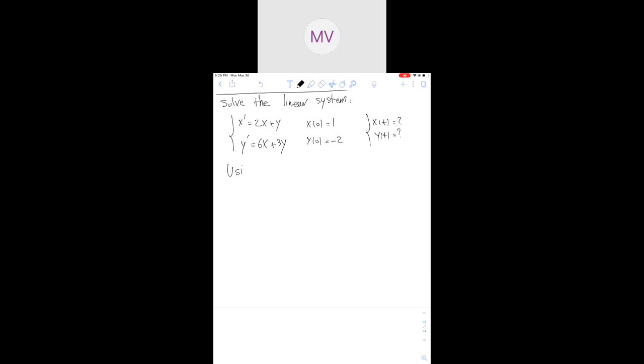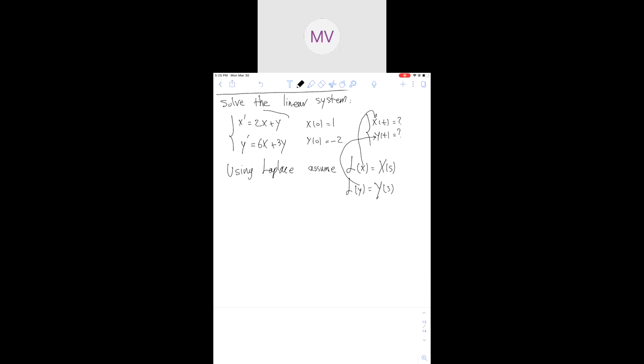Simply using Laplace, simply assume the Laplace of little x is x of s, and the Laplace of little y is y of s. When I say x, I mean this function, and by y, I mean that function right there. Of course, if I have them, I take the inverse, and that's the solution. Okay.